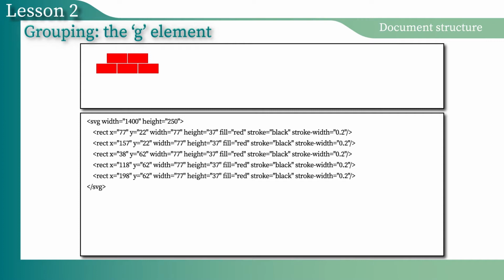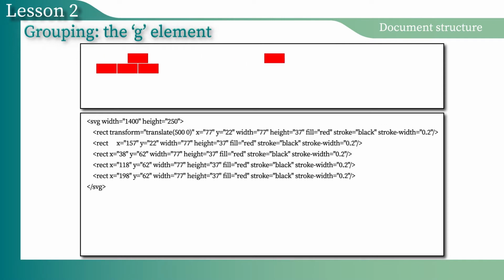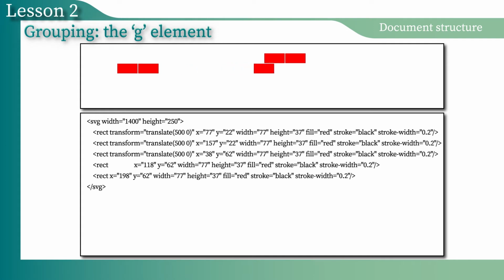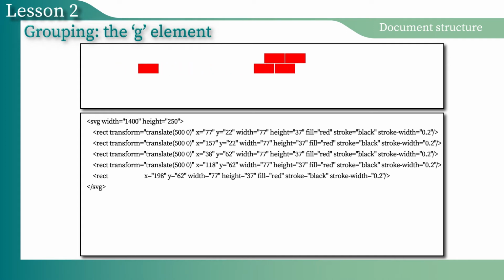Let's imagine that we need to apply the transform translate property to move the image 500 pixels to the right. So, how can we solve this issue? The first way, we can apply the transformation to each element, and it will work. But this approach has some significant flaws.